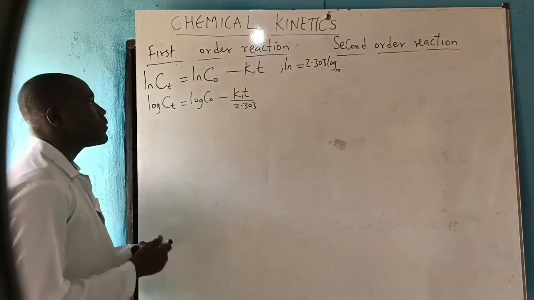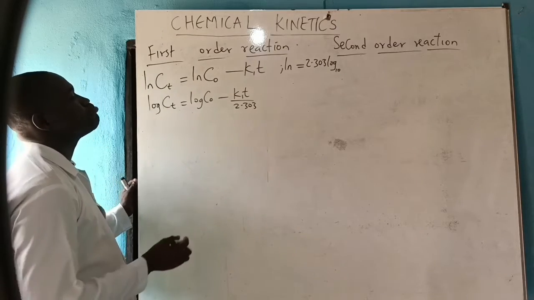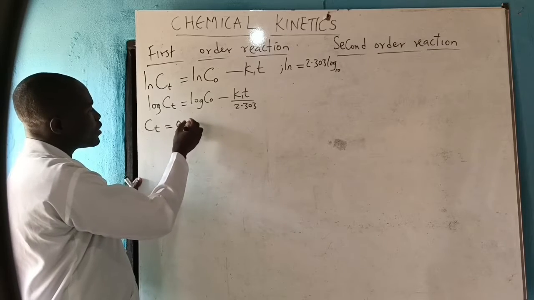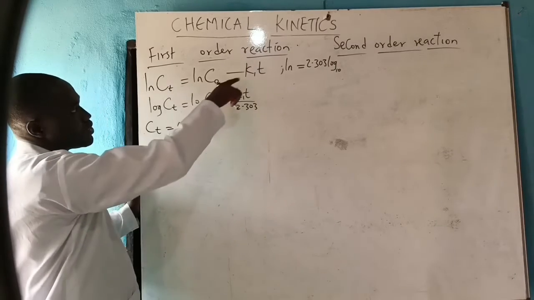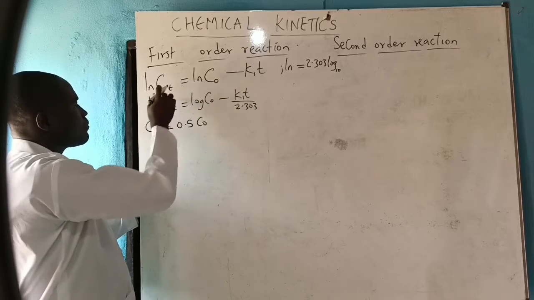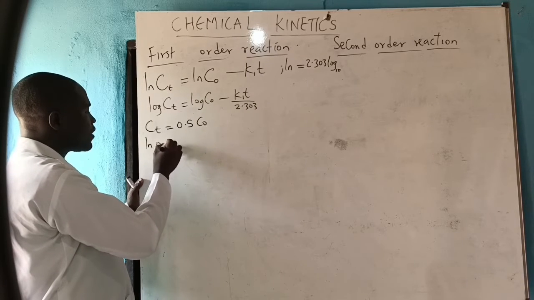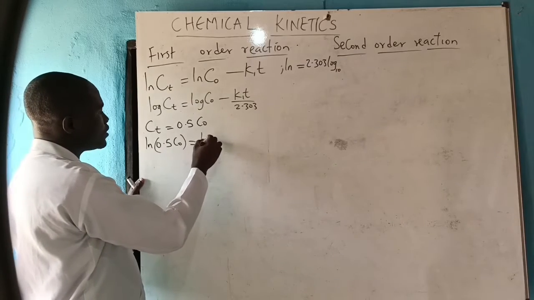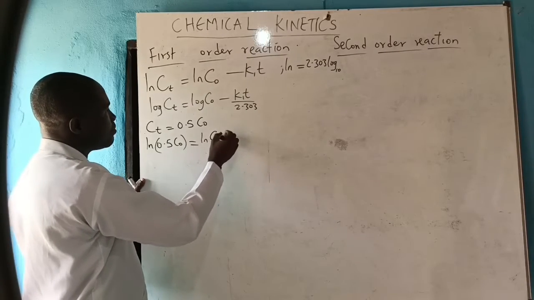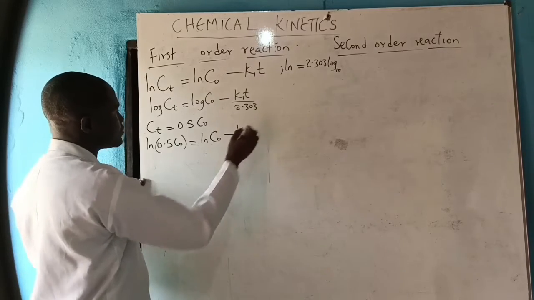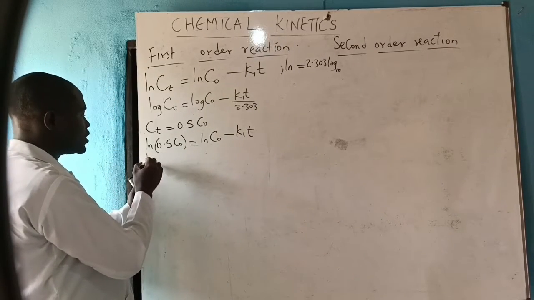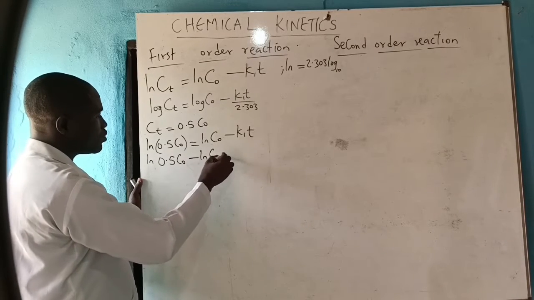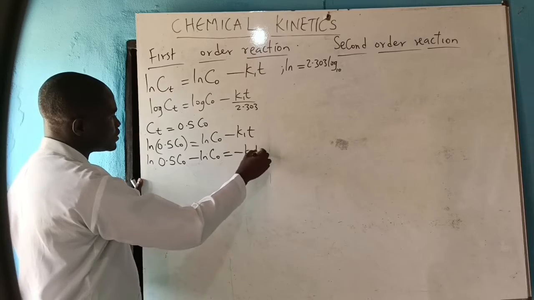Please don't forget it. We now say that Ct is equal to 0.5 C0. We are looking for the half-life. I will now put it here: ln 0.5 C0 equals what? ln C0 minus k1 t. This will come this side: ln 0.5 C0 minus ln C0 equals minus k1 t.